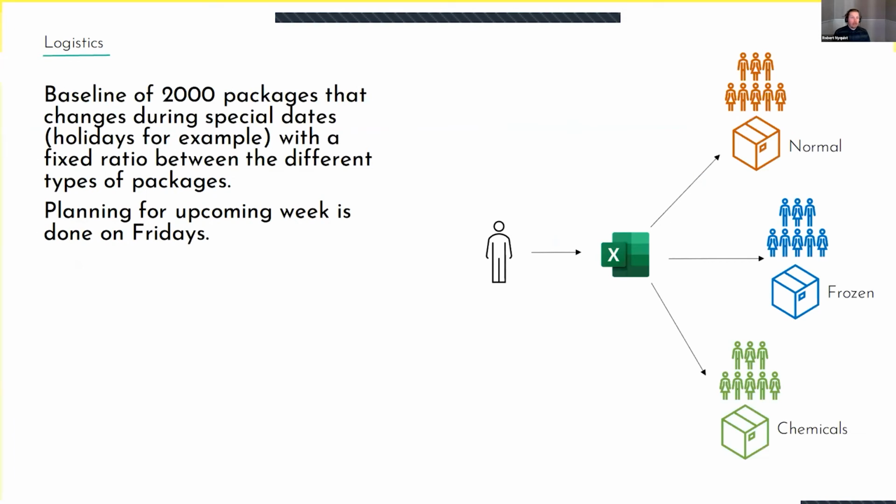So the way they did it from the beginning was they had a baseline of 2,000 packages. That's what they used every day, except for some special days, holidays, for example. And then they had a ratio between the different types of packages. And each Friday, that person checked, okay, do we need to change the baseline? No, okay. Then we have the same amount of people as we did last week. So very little changes.